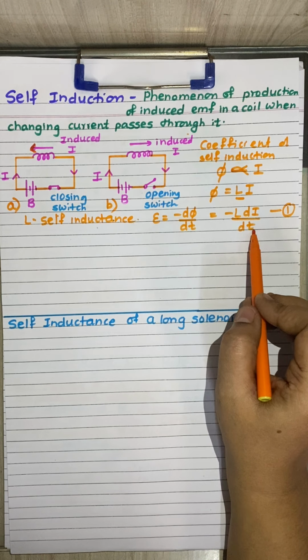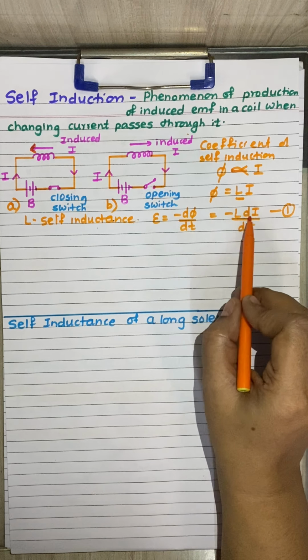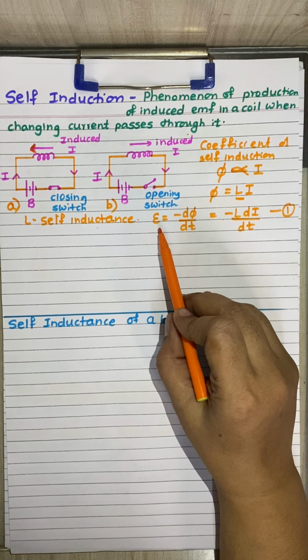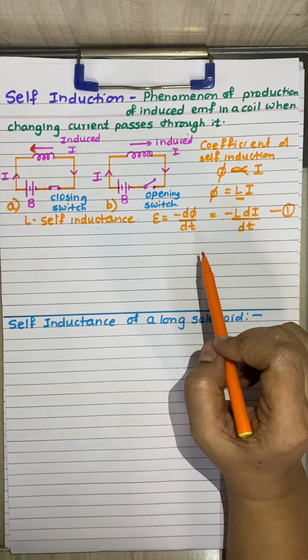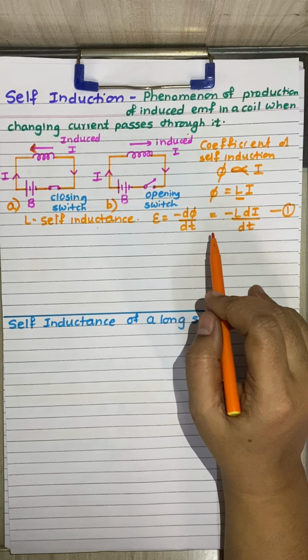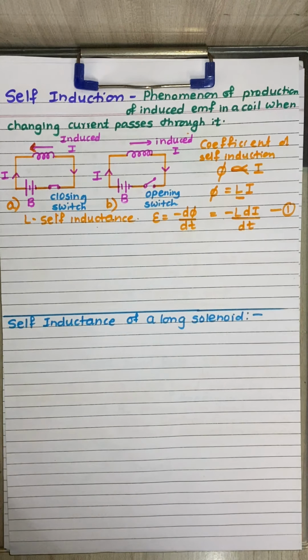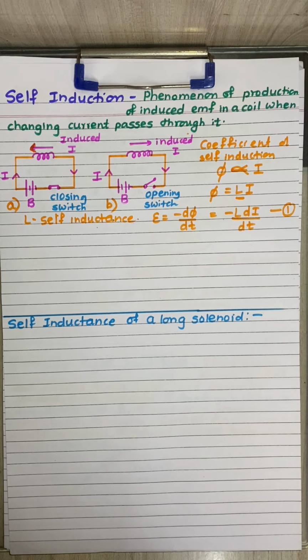So we can say that if I is equal to 1, isn't it? Then if I is equal to 1, we can say that phi is equal to L. Phi is equal to L. Therefore, the self-inductance of the coil is equal to the magnetic flux linked with the coil when unit current flows through it. Now we have to find out the equation, that is, what is meant by the self-inductance.